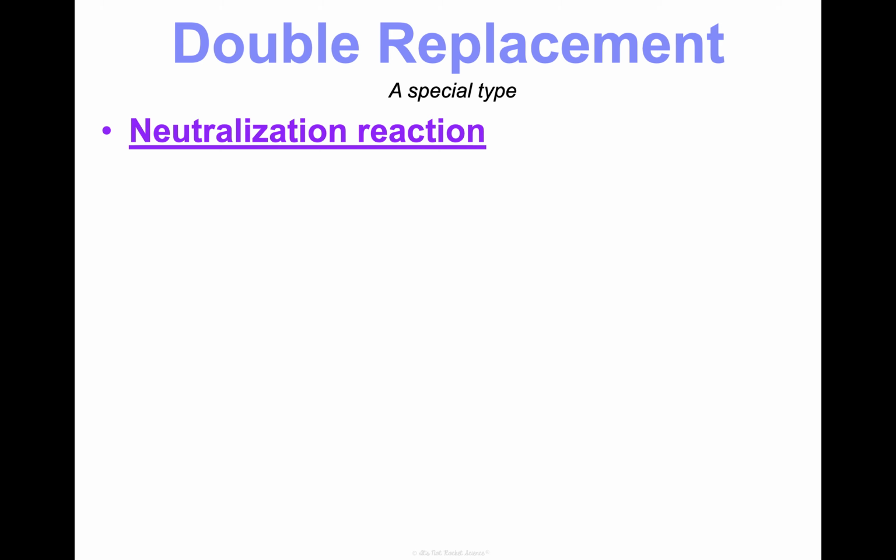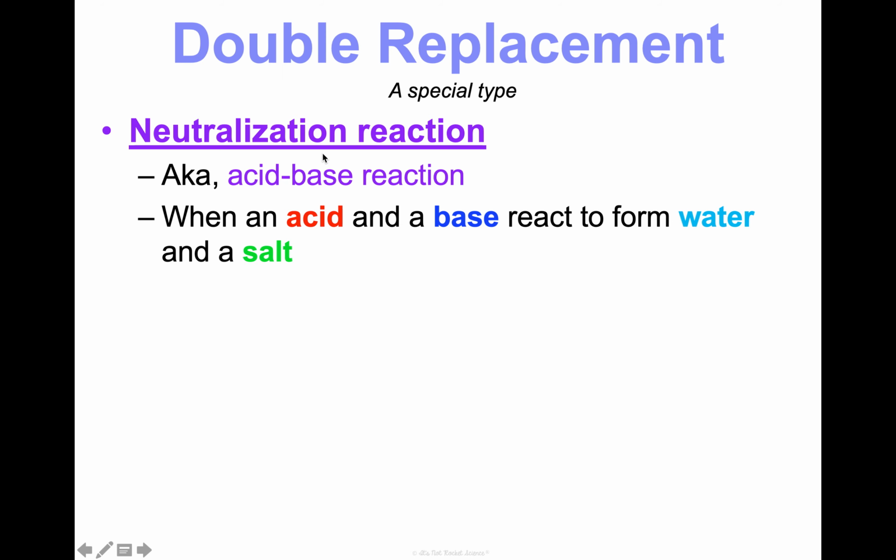So again, like I mentioned, one of these special types of double replacement reactions I want you to know about. I already mentioned the precipitation reaction, but I also want you to be aware of a neutralization reaction, aka an acid-base reaction. So these are used interchangeably. This is when an acid and a base react to form water and a salt. Now, we are not covering acids and bases in detail until Unit 9. So I don't expect you to know all the things about this.